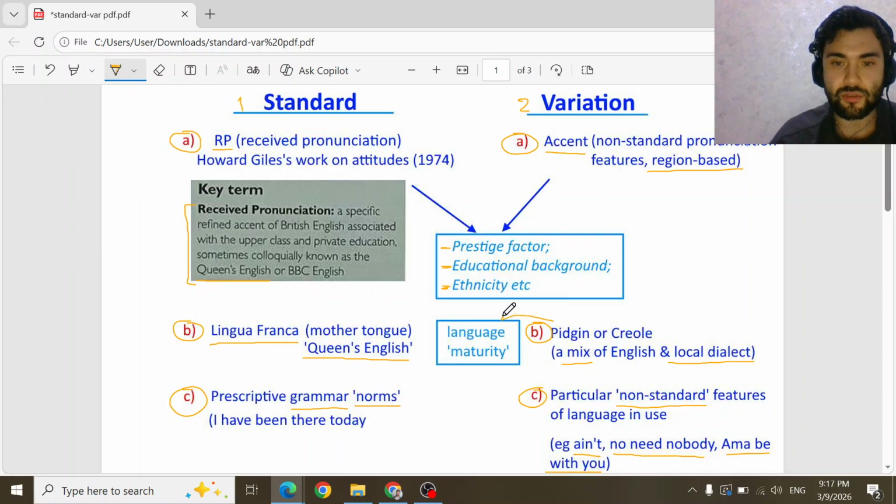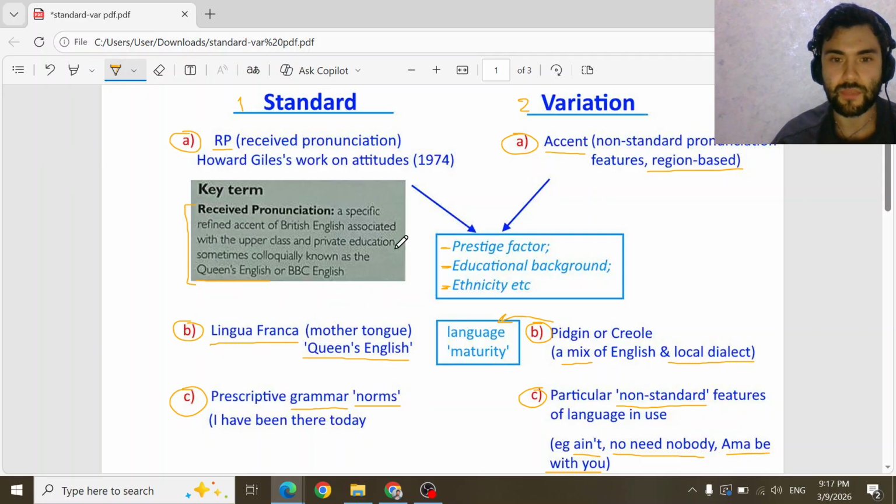Both pidgin and creoles are related to language maturity, so to say. So creole is a more advanced stage, so to say. So pidgin is not written, and creole is handed down from one generation to another, and it already becomes normalized, standardized, and written. So it has some written sources already. And of course, these things are compared to the Queen's English, the Standard English, the Literary English.